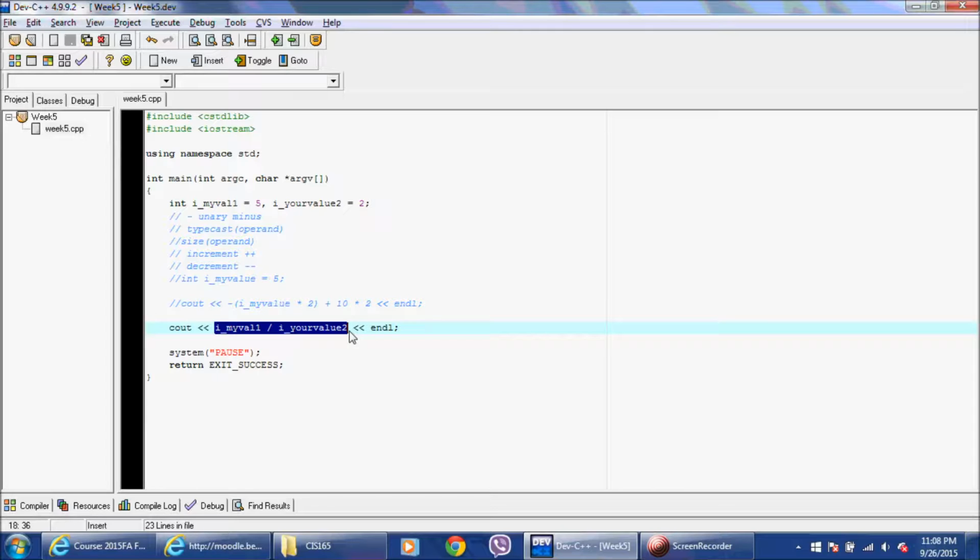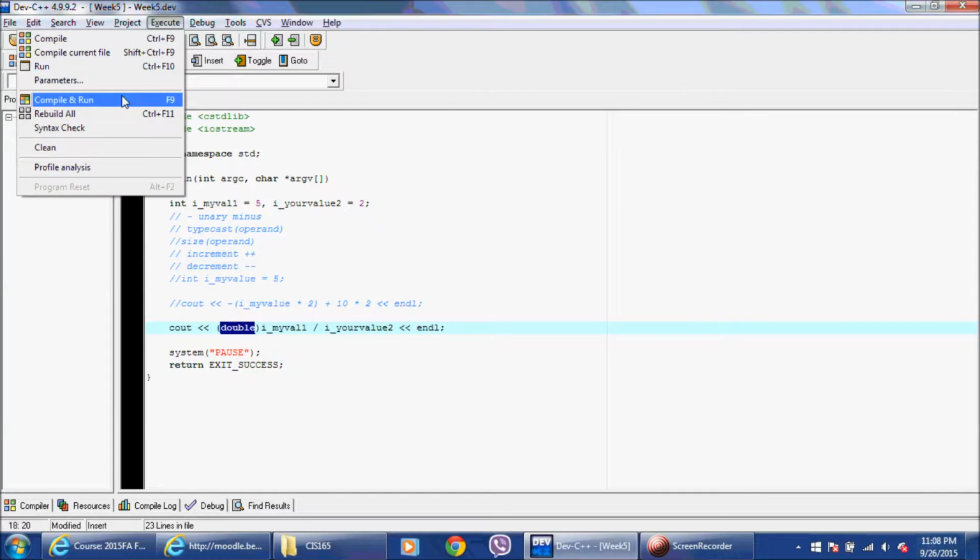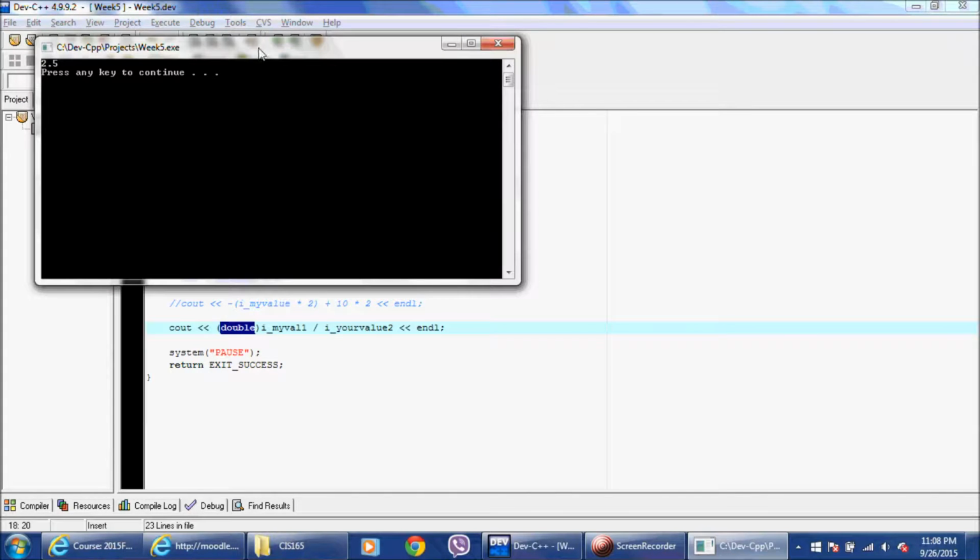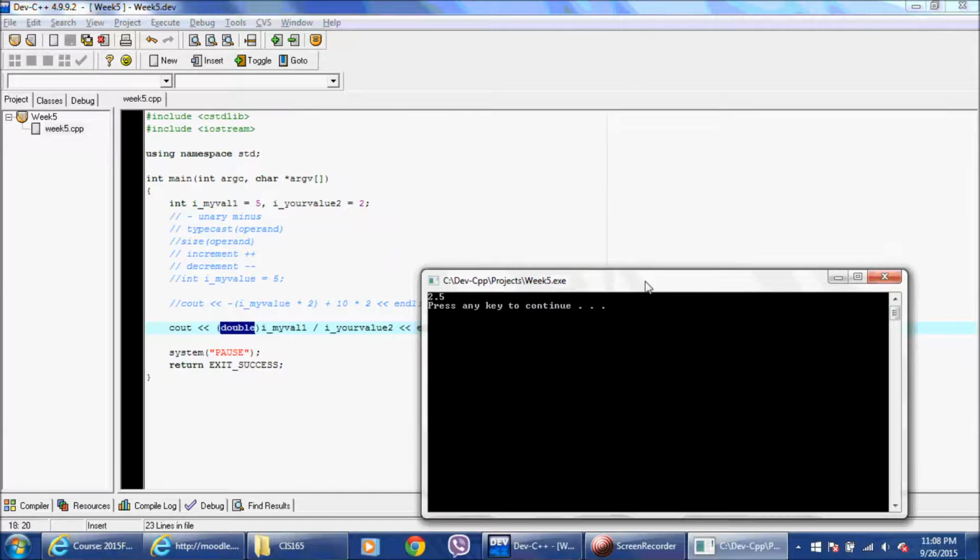Easy. You just put the data type that you want to cast it to in parentheses. If I do that, that means my value 1 is cast into a double. So if I do execute, compile, and run, see that? 2.5. Because at that particular moment, I've put a cast to double to my val1.